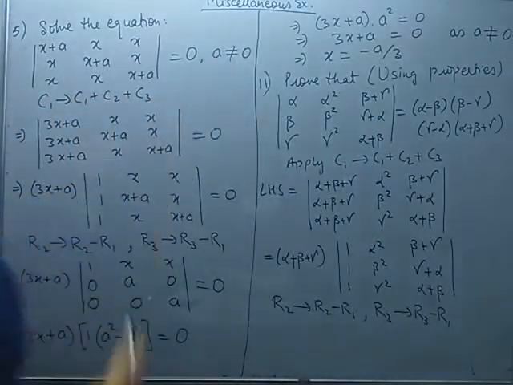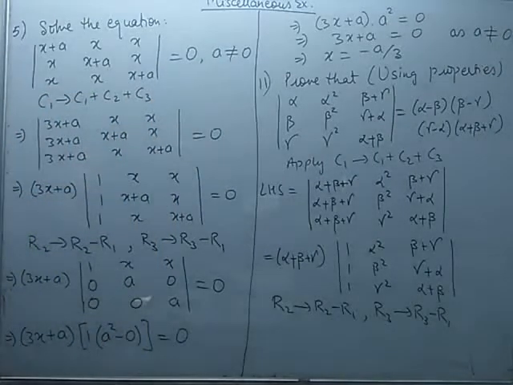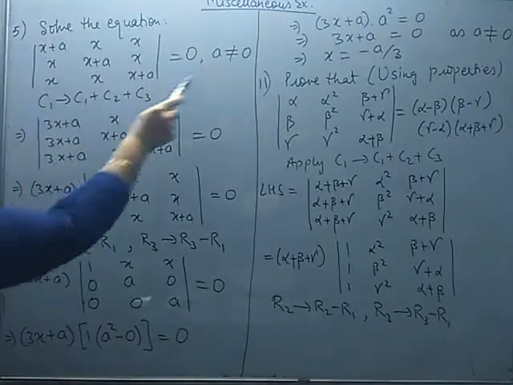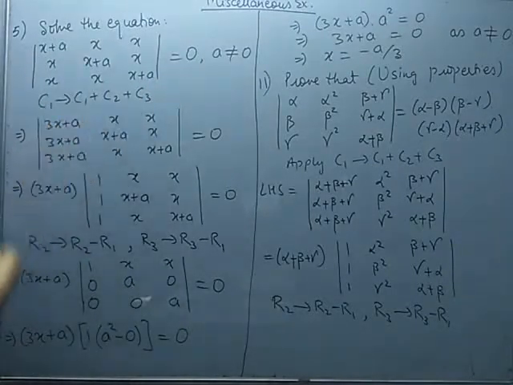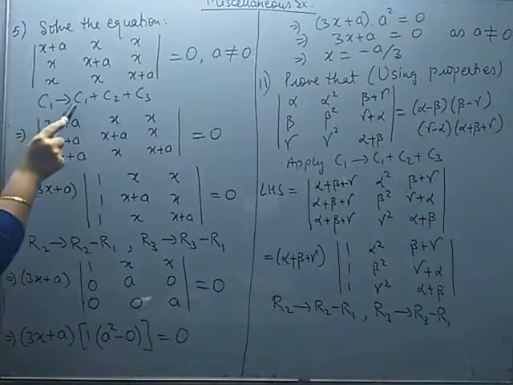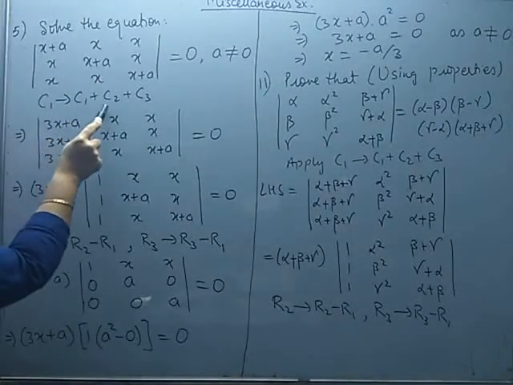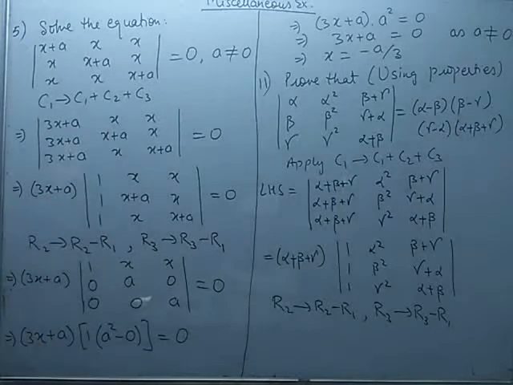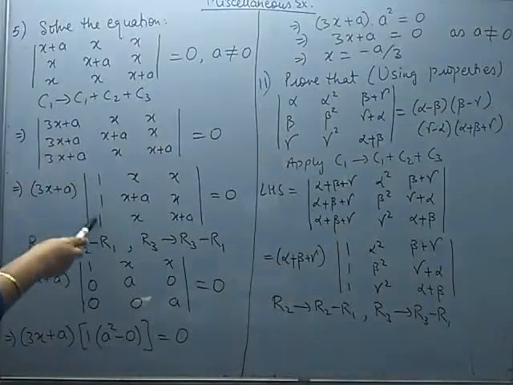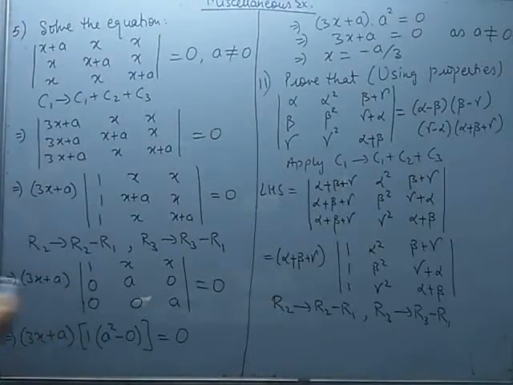It is already mentioned a is a non-zero real number. So we are going to simplify this entire equation and see what is the possible value of x. For solving the equation, I have applied the property C1 as C1 plus C2 plus C3. As you all are aware, when we solve them, we try to convert all the elements of any row or column into 1, 1, 1. Because the moment we are able to do that, we can easily convert any two of them into 0, 0, and then it can be expanded and solved easily.